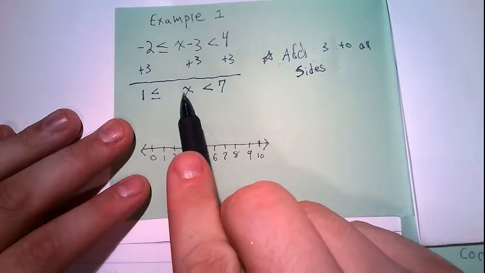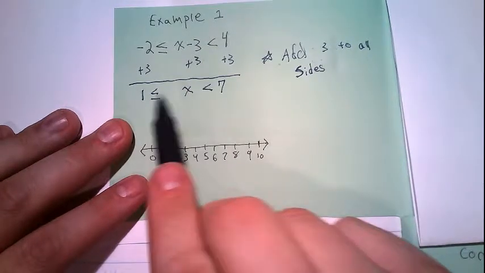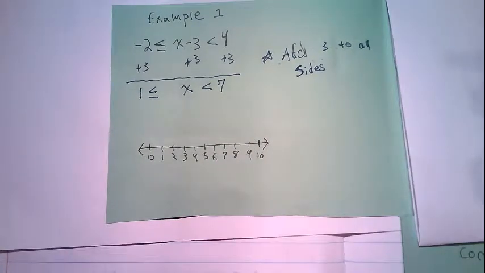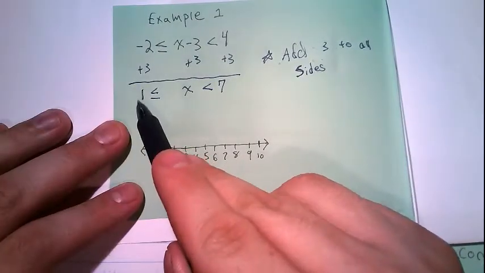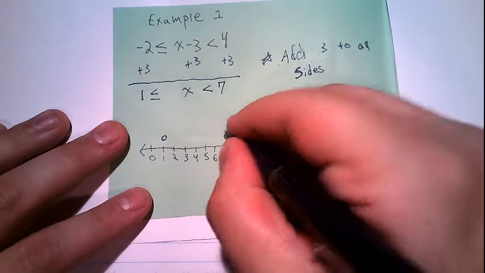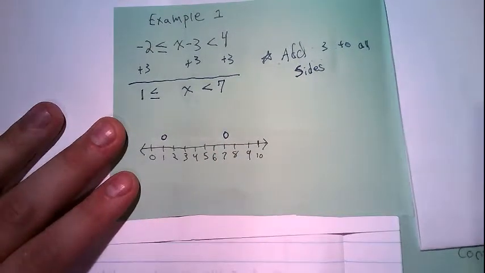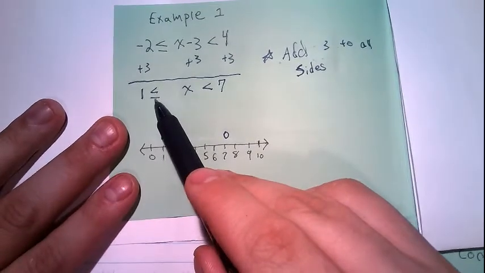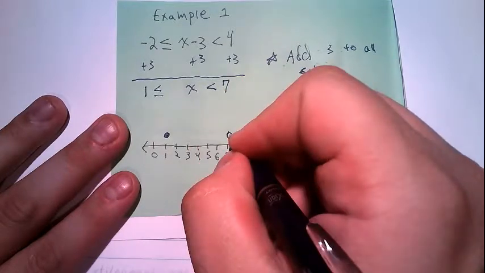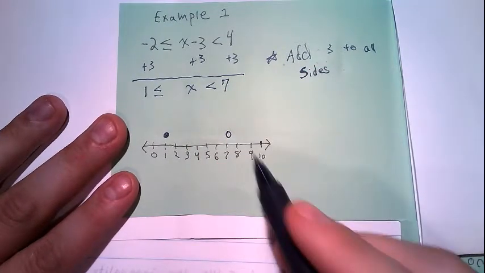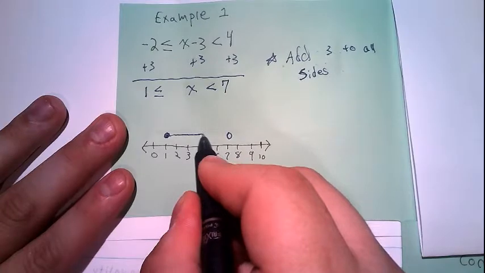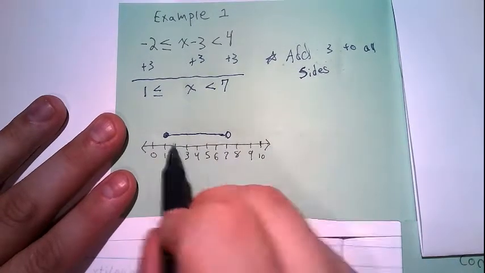So I know that x has to be in between 1 and 7, right? Because it's greater than or equal to 1, but it's less than 7. So how do I show that on the number line? Well, I know that it's between 1 and 7, so I'm going to put circles on 1 and 7. I know that it could be 1, so this should be a closed circle. Can't be 7, so that should stay open. And x are the values between those numbers.